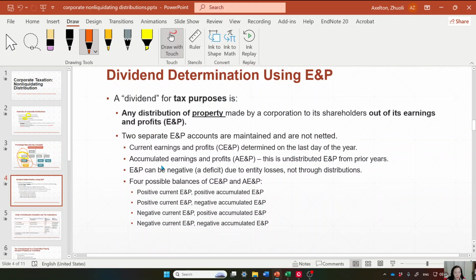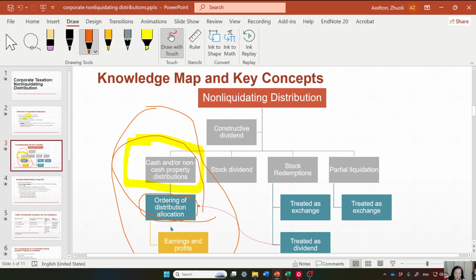Okay, so dividend determination uses earnings and profits. Again, we're getting back to the distribution, allocation, or characterization. So what is the dividend? The dividend for tax purposes could be different from financial accounting purposes. This represents any distribution of property made by a corporation to its shareholders out of its earnings and profits. Again, this ties back to this concept here, right? Whenever there's a distribution, we're using the earnings and profits as a benchmark to help determine the characteristics of the distribution.